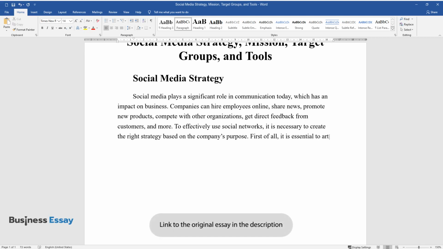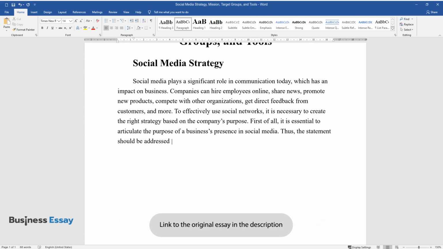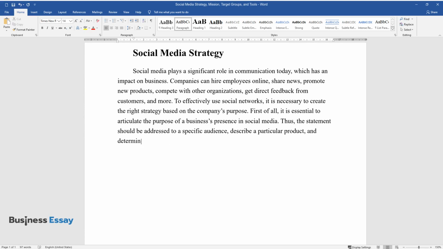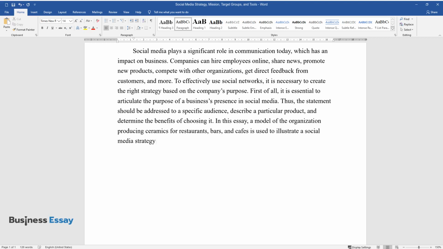First of all, it is essential to articulate the purpose of a business's presence in social media. Thus, the statement should be addressed to a specific audience, describe a particular product, and determine the benefits of choosing it. In this essay, a model of the organization producing ceramics for restaurants, bars, and cafes is used to illustrate a social media strategy for businesses.